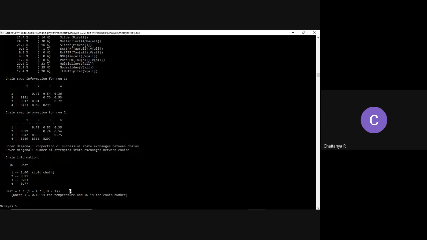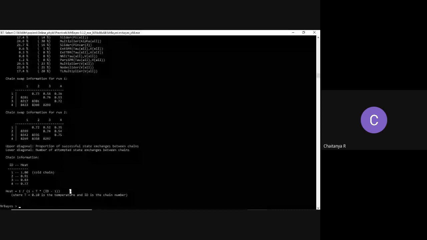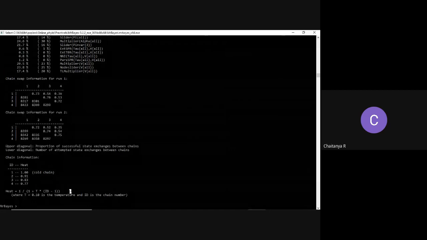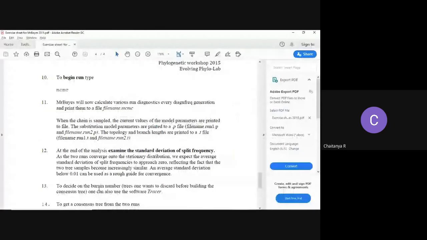I'm going to assume that the first 20% of my sampling was burn-in. Which means I have to ask MrBayes to discard the first 20% of the sampling and use only 80% of it. And I'm going to assume that that's where the stationary distribution has happened. So how do I do that? There is a command for that. I can show you the command on the worksheet.